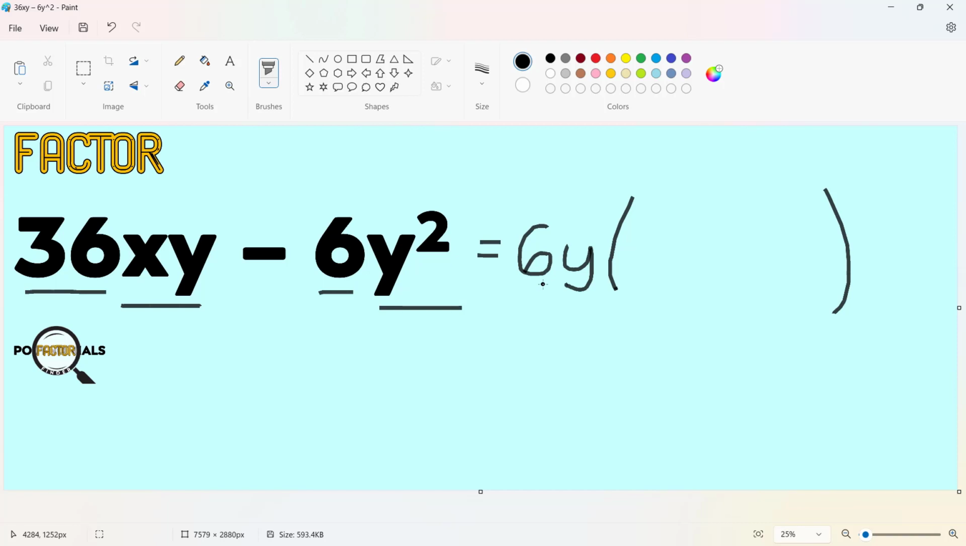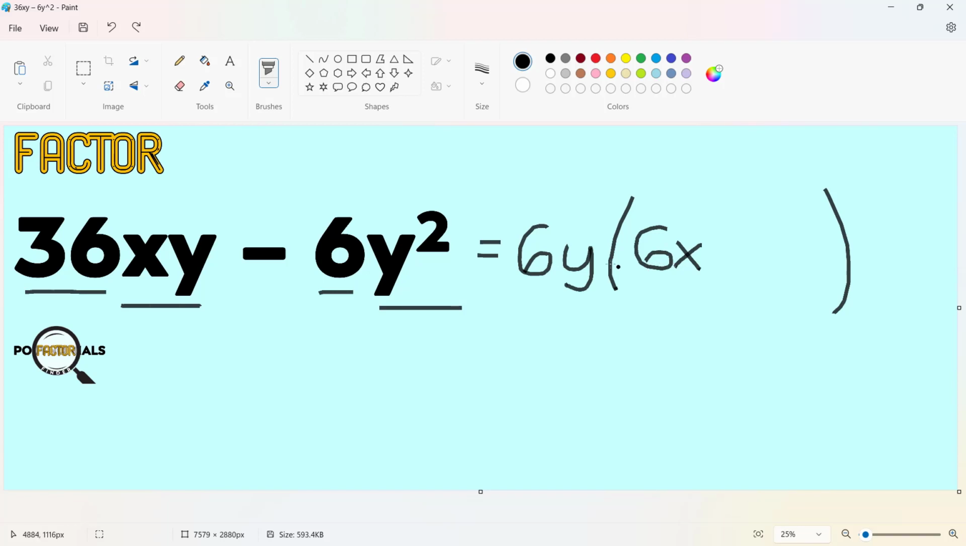So when we say factoring, we are going to use the division process. So 36 divided by 6, you will have 6. When you take out y from the first term, you are left with x. Now, if you're not convinced with this, you can always try to multiply. You will get 6 times 6, 36. Y times x is yx or xy. So you will still get 36xy. That's for the first term.